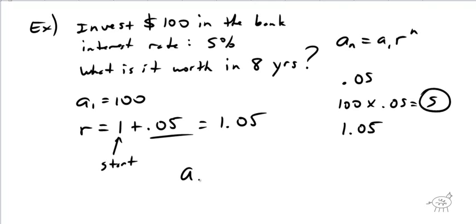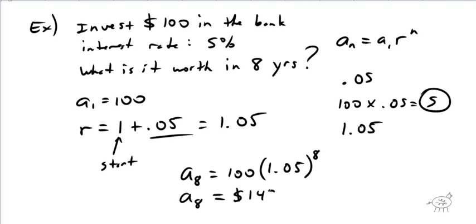So a sub 8, 8 years, equals a sub 1, which is 100, times 1.05 to the 8th power. Plug it in your calculator, and you get $147.75. And guys, please round to the nearest cent. Don't give me 147.7693 or $148. You round to the nearest cent. All right, so that's pretty easy. So that's an interest rate problem.